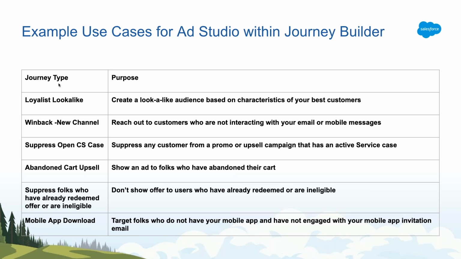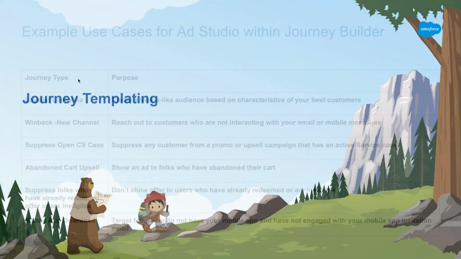You can also use it for win back. People who have not been interacting with your email or mobile, maybe you can find and catch their attention in social. Mobile app download. People haven't downloaded your mobile app. They might not know that you have a mobile app. So you can add them to a campaign if they don't have your mobile app, doing a decision split, and then send them an ad that says, hey, we have a mobile app, check it out. There are tons of different use cases where Ad Studio can be used. So I encourage you to think about where and how you could use an audience to target, to exclude, or to build a lookalike. So once you've gotten your journey, let's talk about templating.